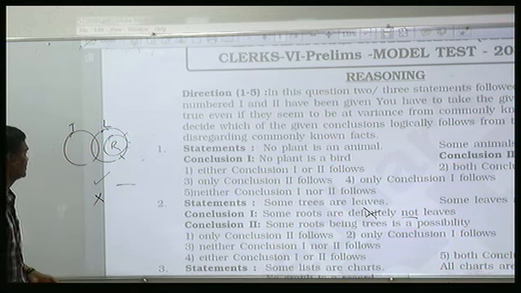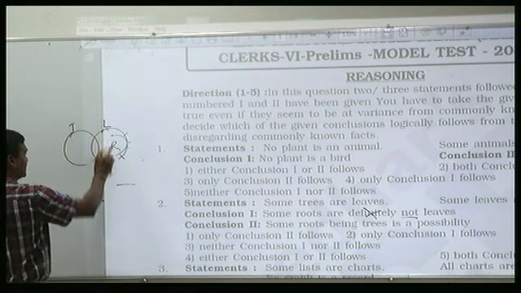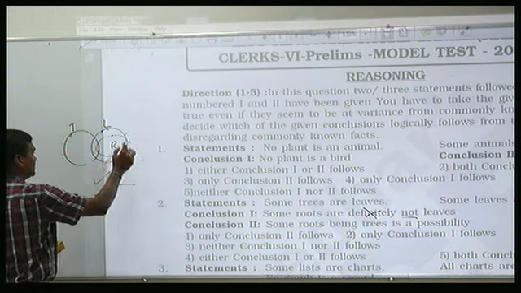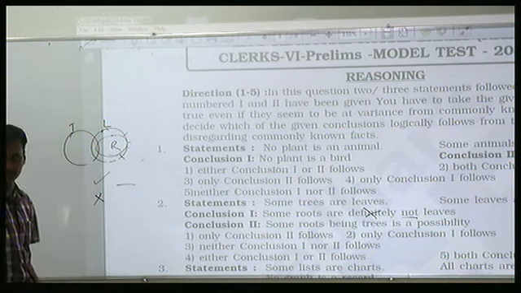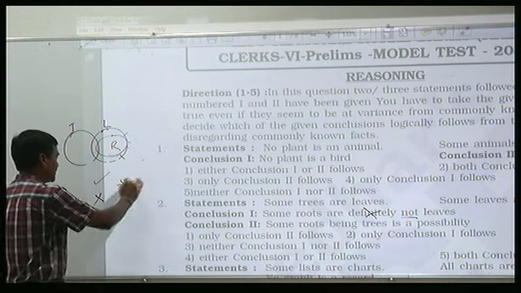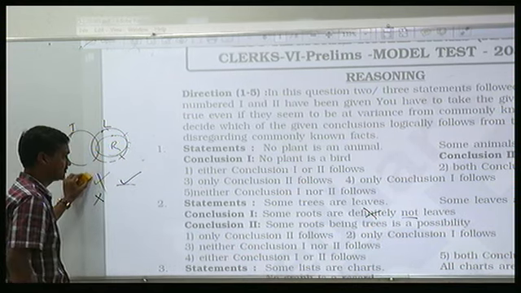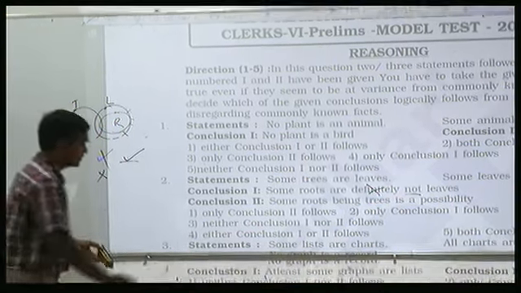Some roots or trees is a possibility. Is some roots or trees possible or not? As these statements are affirmative, I can draw like this, isn't it? Hence, what happened to this one? The second one is possible. Conclusion 1 is false. The second one is true. Only 2.